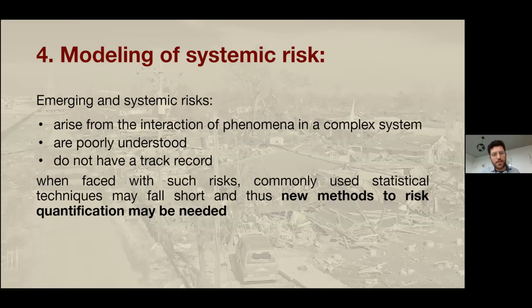And fourth is the modeling of systemic risk. Emerging and systemic risks, the way we define them, are risks that arise from the interconnection of phenomena in a complex system. There are risks which are poorly understood, and there are risks which do not have a clear track record. And when faced with such risks, commonly used statistical techniques may fall short, and thus we might need new methods for risk quantification.